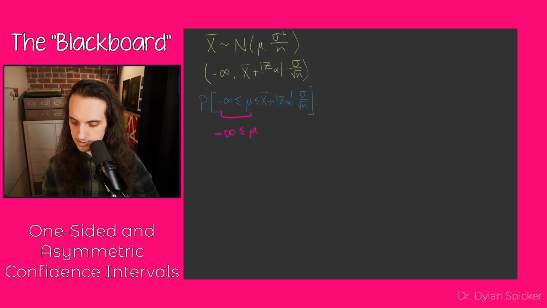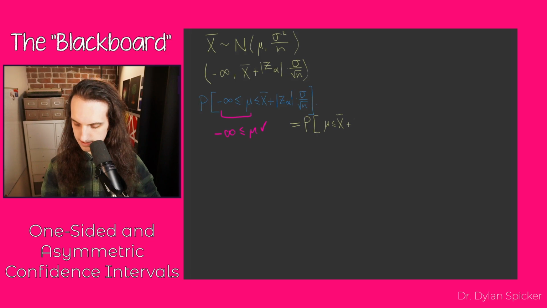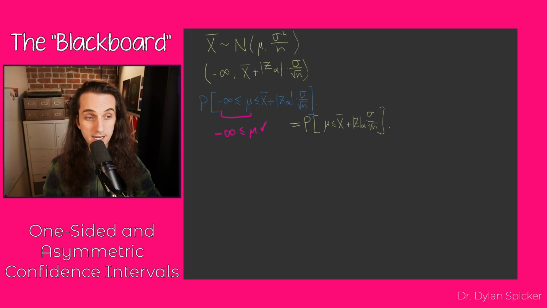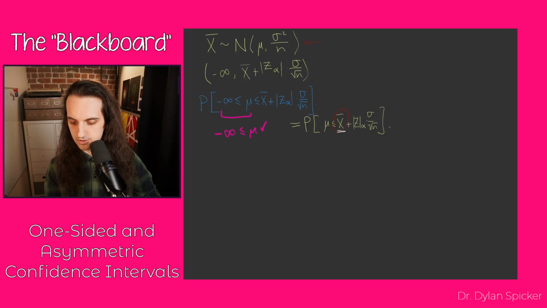That will hold forever, and so we can rewrite this as the probability that mu is less than or equal to x bar plus z alpha times sigma over the square root of n. Now, it's important to think about what the random term is in this case. The random term here is x bar. The x bar is something that we know the distribution for, a normal distribution in this case. So this is the only piece of randomness here. Everything else is just a fixed constant.